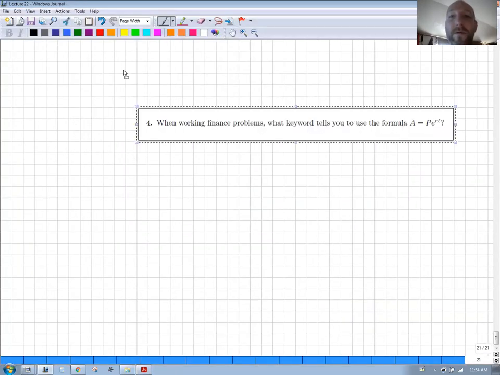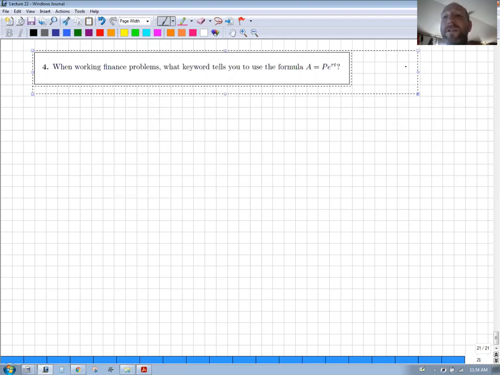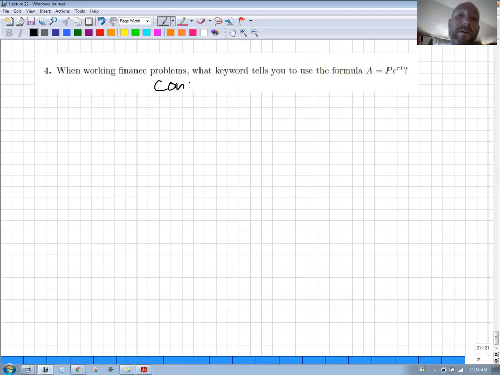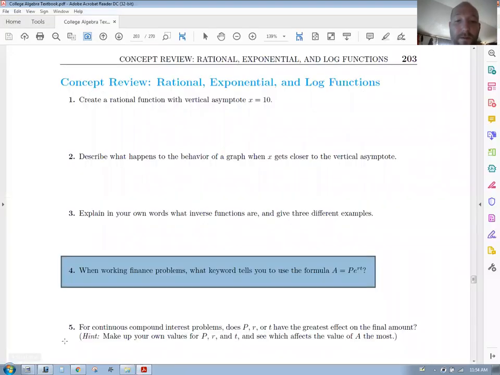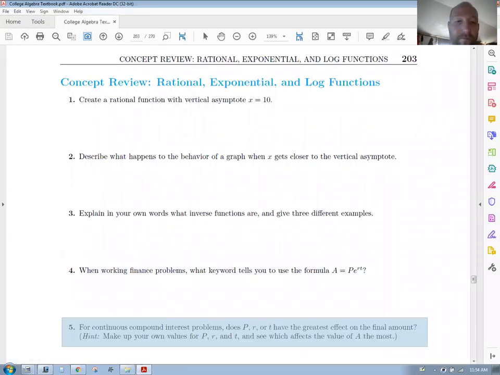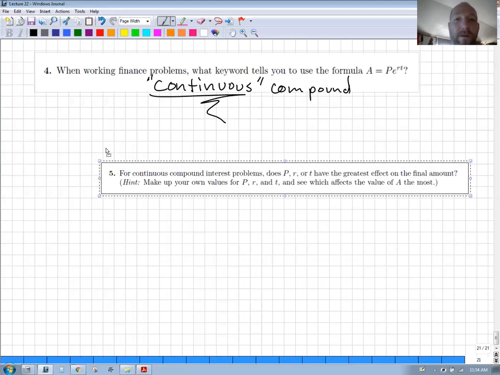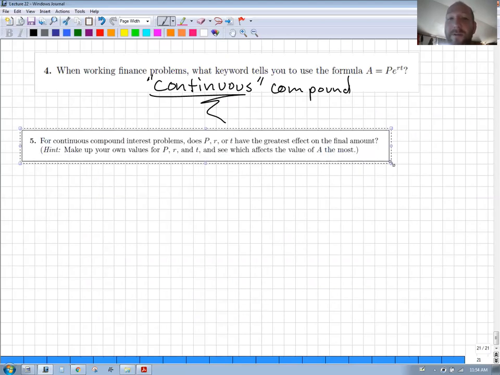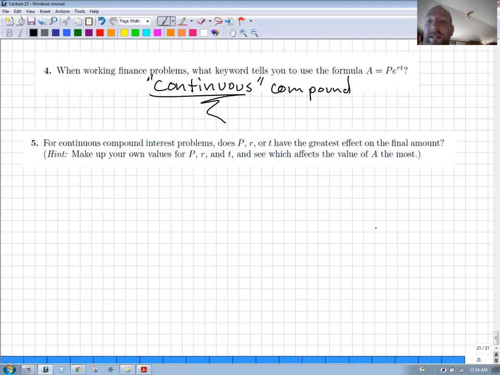All right. What keywords tell you to use this one? This is continuous compound. All right. For continuous compound interest problems, does P, R, or T have the greatest effect on the final amount?